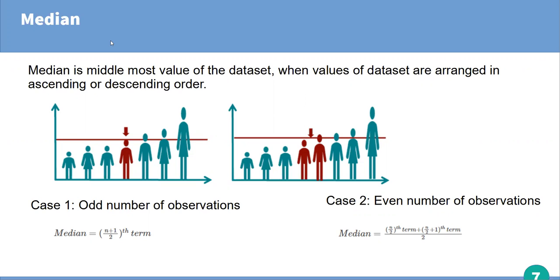Median is the middle value of a data set when the data set is arranged in ascending or descending order. Let us consider two cases. The first, where the number of observations is odd, and the second where there is an even number of observations. In the odd case, we have one single value, and this value is our median. Whereas in the even case, we get two values in the center, so we take the average of these two values, which is our median.